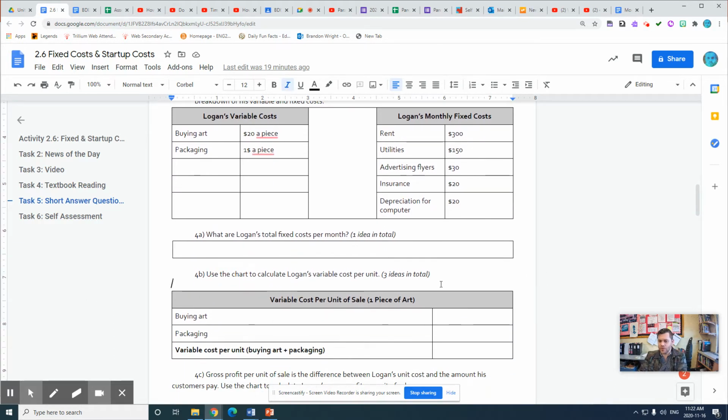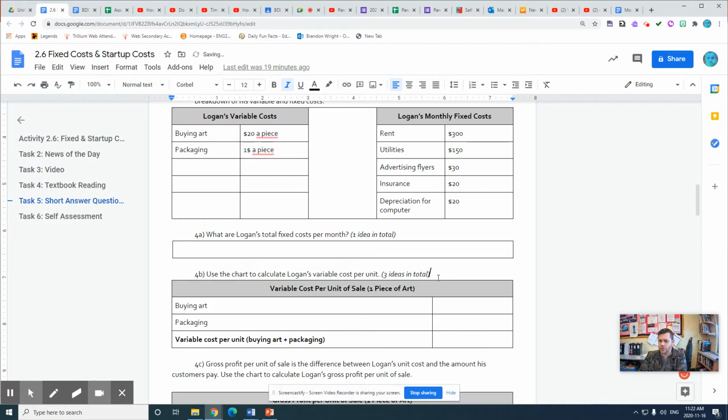Now use this chart to calculate his total variable cost per unit. So how much is he spending of his own money per unit of art? So how much does he spend on the art itself? $20. Packaging is another $1. So it therefore costs him $21 to buy that art and package it for his customers.